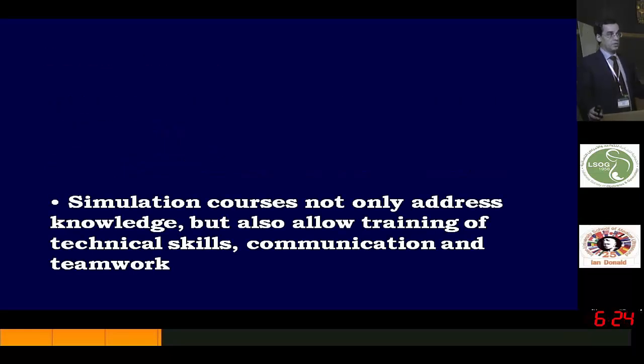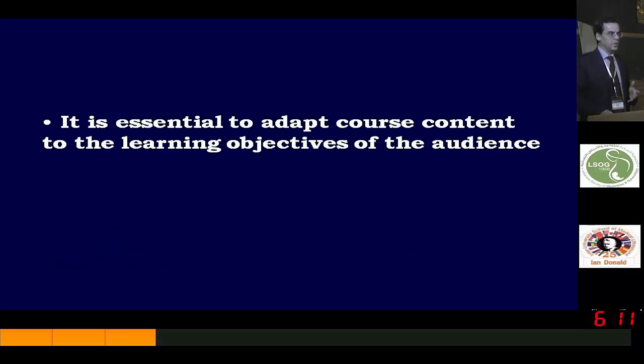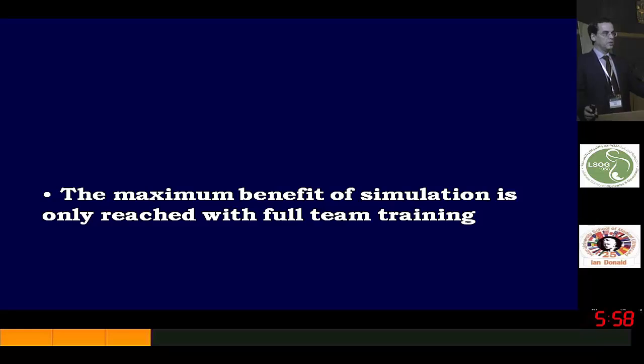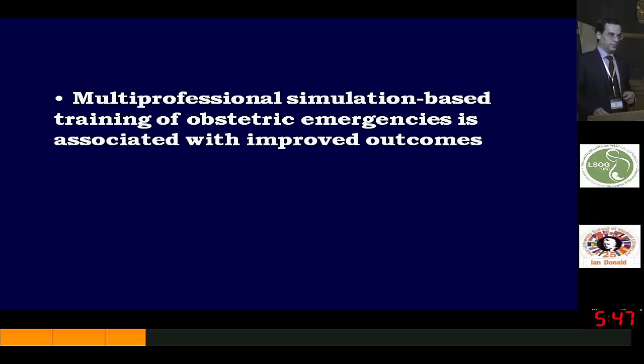Simulation-based courses are not only about knowledge, but also about training technical skills, communication, and teamwork. Communication and teamwork are essential for the resolution of most of these obstetric emergencies. The use of adaptive courses and their content should be tailored to the audience and the learning objective you want to have with this part of the audience, otherwise the courses will not be successful. And the maximum benefit of simulation is only reached when you have full team training involving the whole of the labor ward staff, because the whole team can then handle the most serious of emergencies.